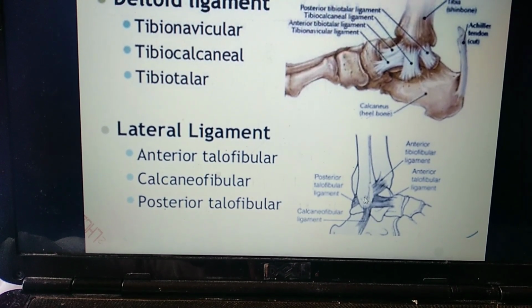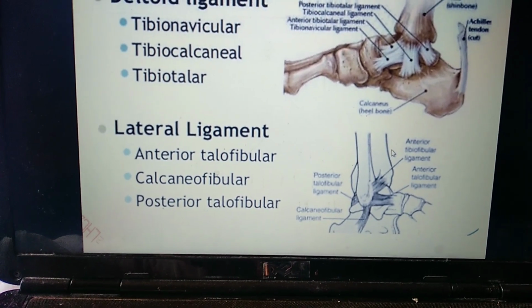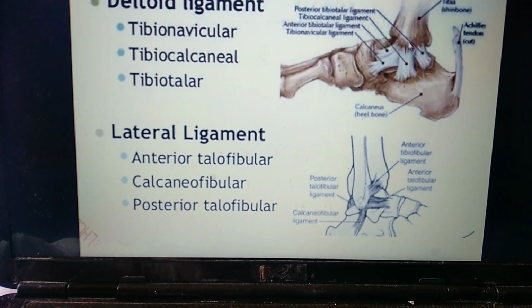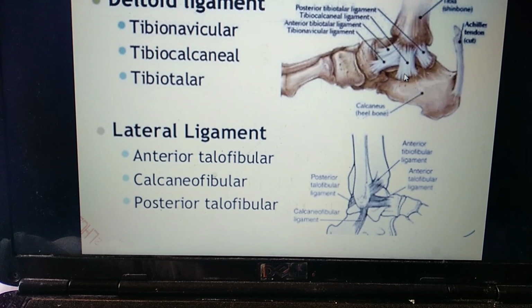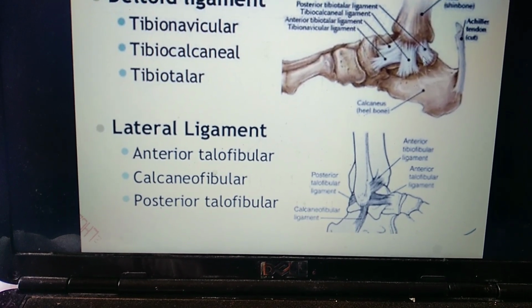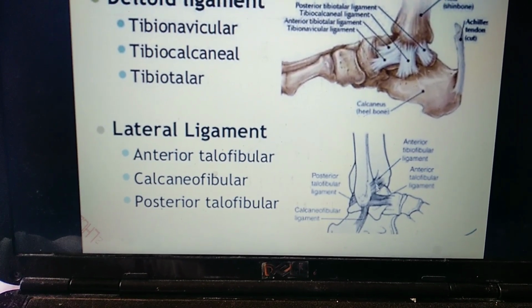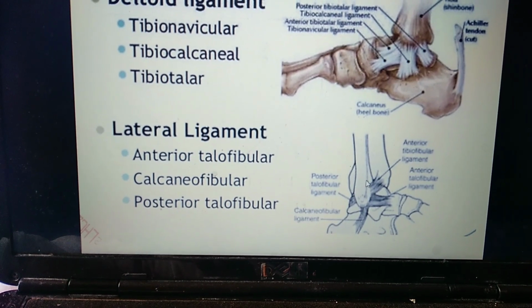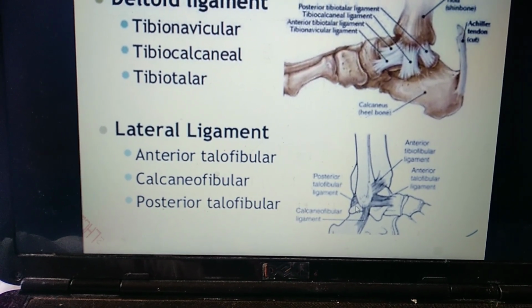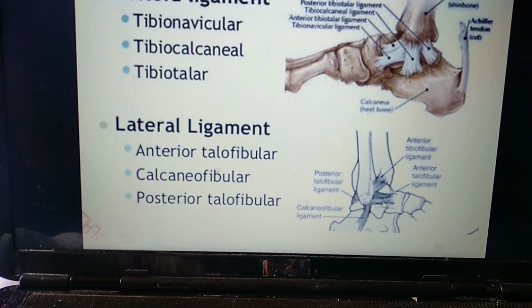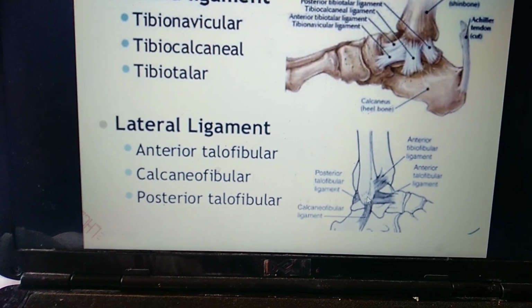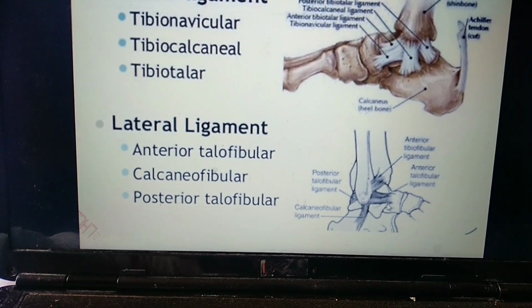In the case of the deltoid ligament, you will see that all the bands are more or less vertical. But in the case of the lateral ligaments, the only vertical band is the calcaneofibular ligament; the remaining two, the anterior talofibular ligament and the posterior talofibular ligament, are horizontal.